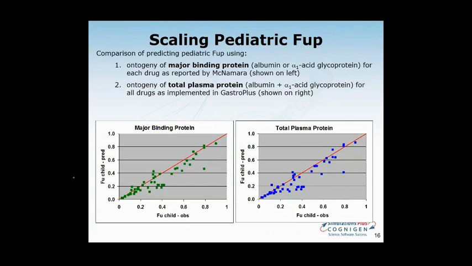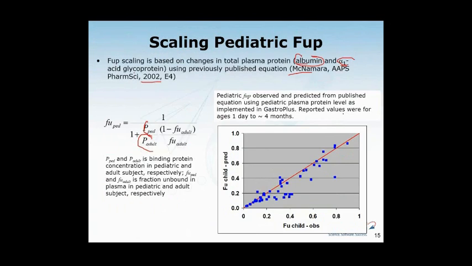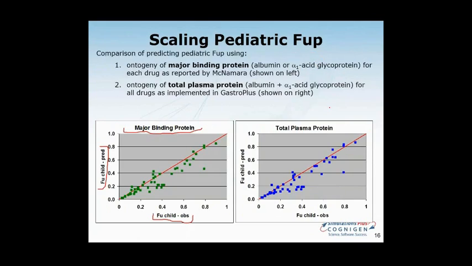And this is showing a comparison. On the left, you see the data from McNamara's publication, scaling or predicting fu in children and comparing it to the observed fu. And these represented values for ages 1 day through 4 months old. So really young neonates and infants.